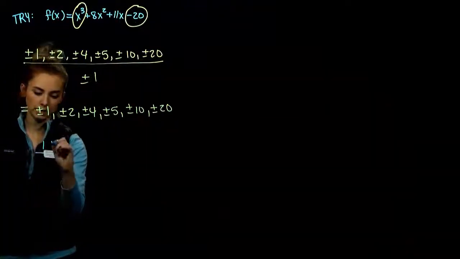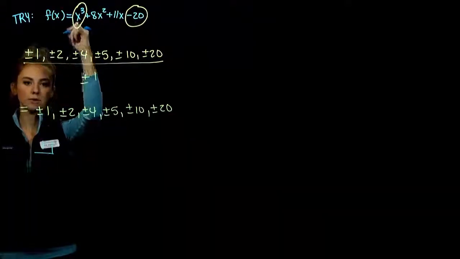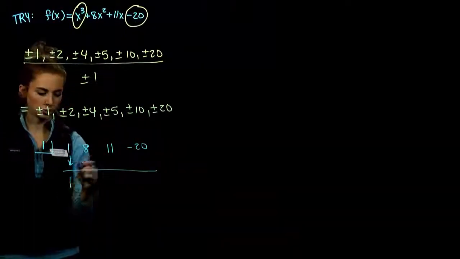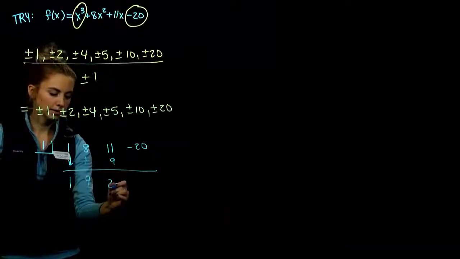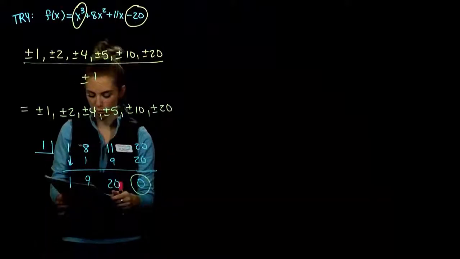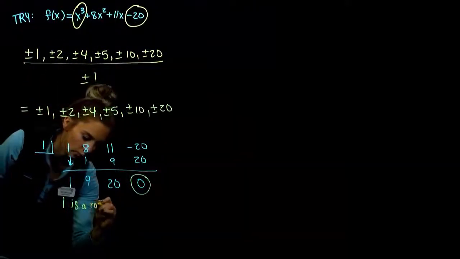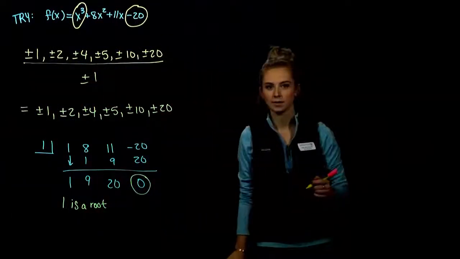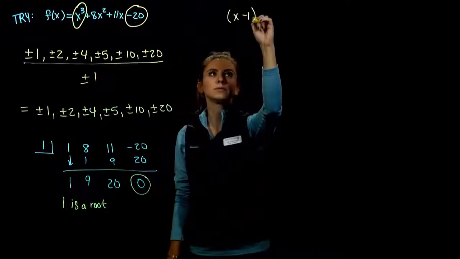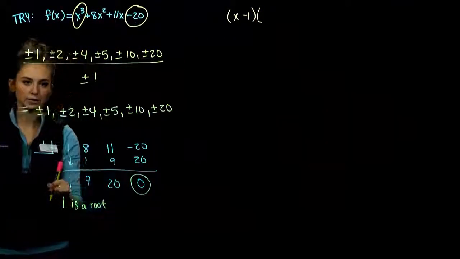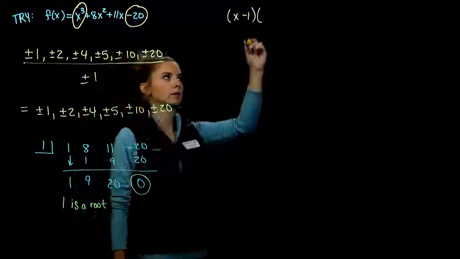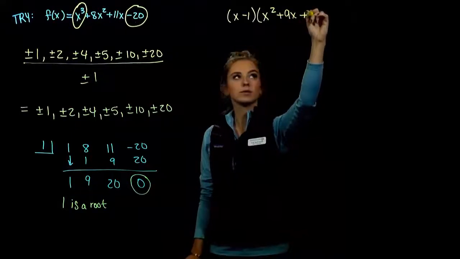All right, so I'm taking 1, and we're going to synthetically divide our polynomial. So the coefficients, we've got a 1, 8, 11, negative 20. Bring down the first, multiplying, adding down, multiplying, adding down, multiplying, adding down. So we have a remainder of 0, which tells me what? 1 is a root. So what factor can we take out of our polynomial there? We know it factors into x minus 1, since that was one of our roots. Then the remaining part of the polynomial, what's left? Whatever is down here, and again, the power starts 1 less than what we had in the beginning. So we've got x squared plus 9x plus 20.